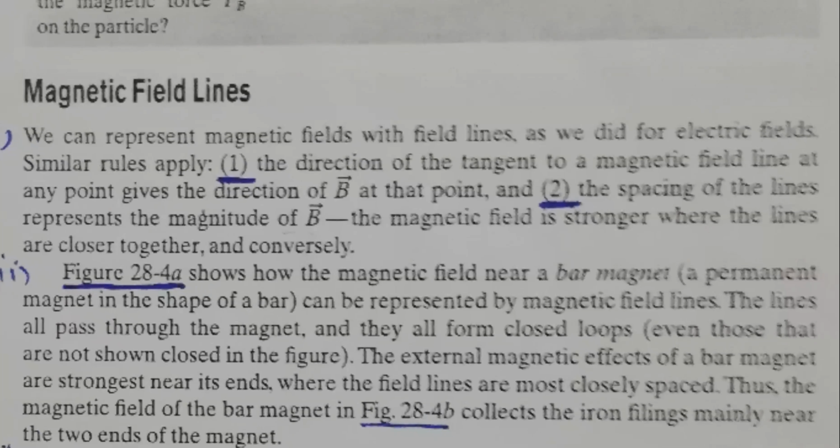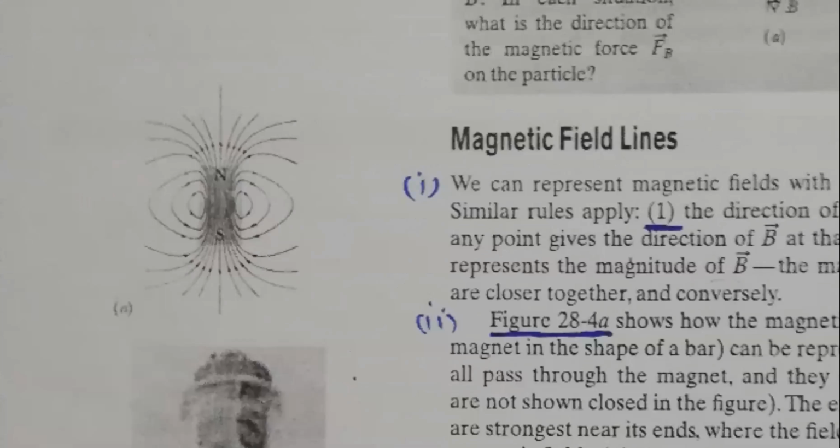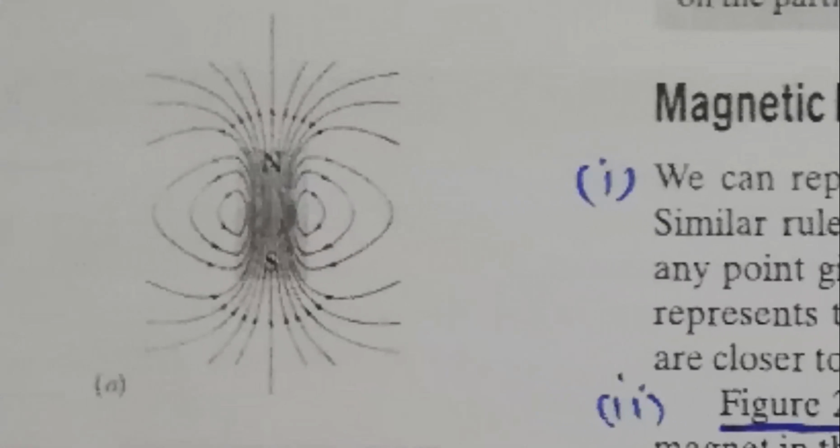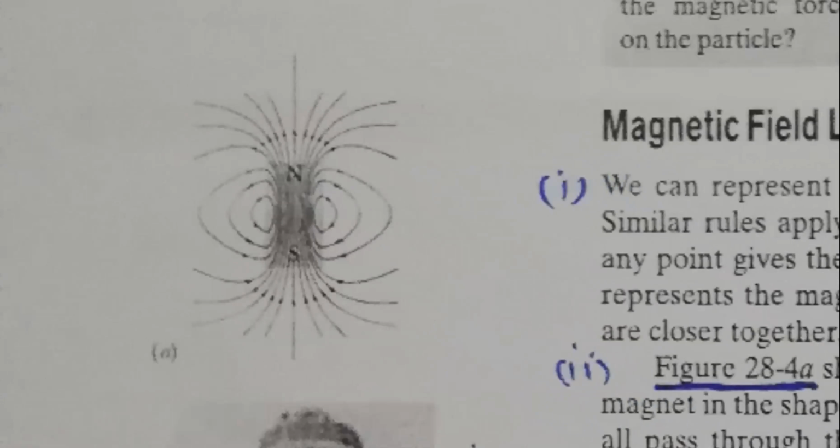If the number of magnetic lines per unit area is small, then the magnetic field will also be weak. In this figure, the magnetic field line pattern of a bar magnet is given. You know this, you have done this in previous classes.